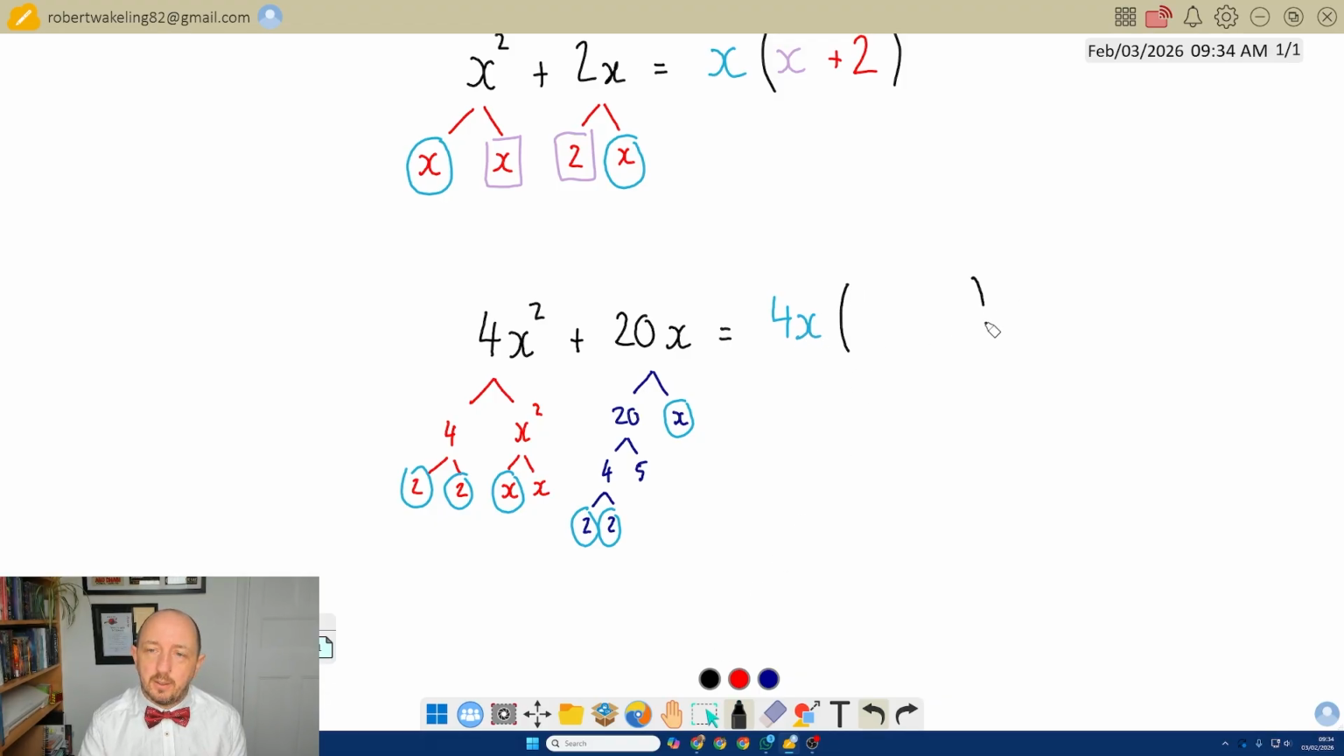Our brackets would go here, and what's left over for the first one? X. So 4x times x is 4x squared, and the only thing that's left over for this one is a 5, positive 5. Okay, so this cherry tree idea, it might look like it's a little bit crazy at first, but as you get used to it, you won't need to do this. You'll be able to see like 4 is the biggest number, and I can see an x in both, but sometimes it just helps you to see what's left over that will go in the brackets.